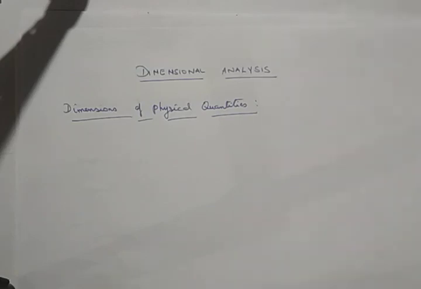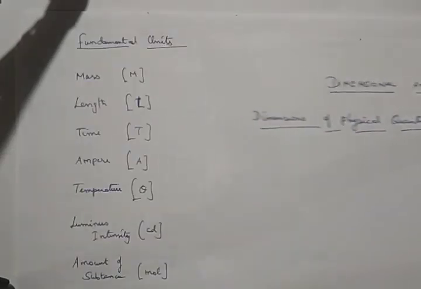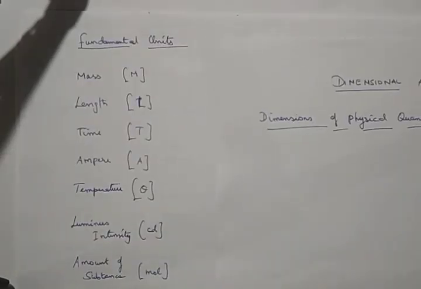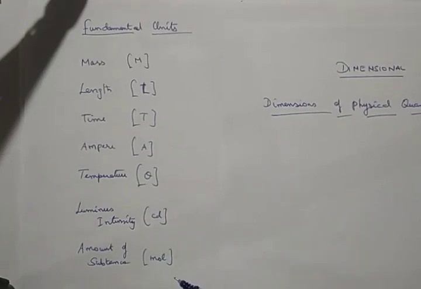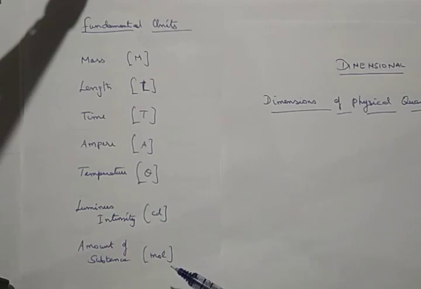Before knowing about the dimensions of physical quantities, you should know about the basic fundamental units. You have already seen some of the lectures on this: mass, length, time, ampere, temperature, luminous intensity and amount of substance. These are the various fundamental quantities that we know. And we know already about derived units also.